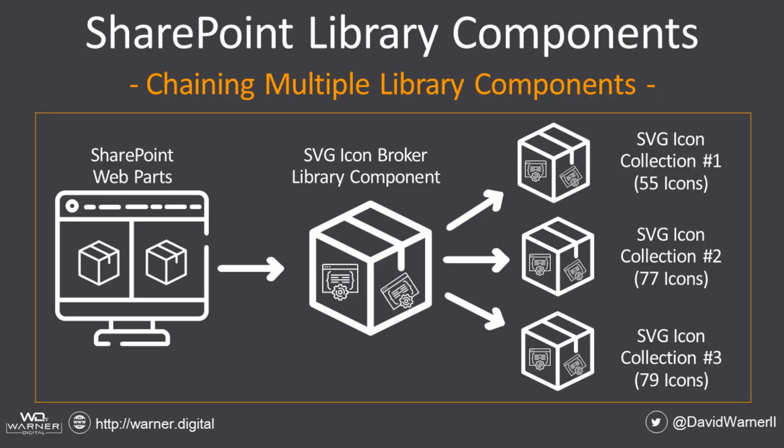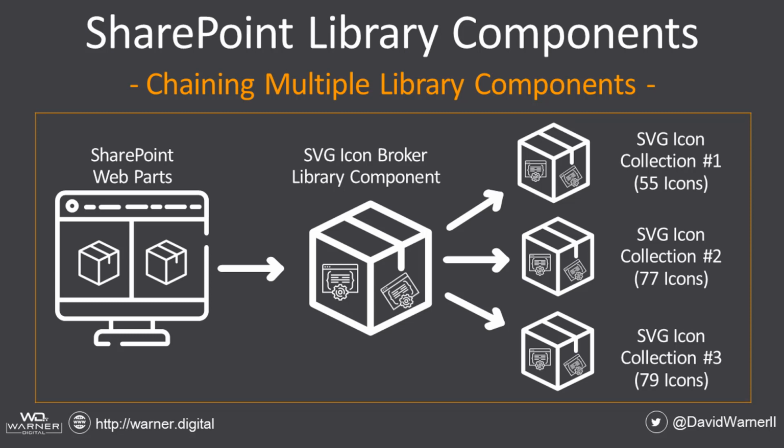Let's begin with just a quick review of what we covered in part 1 of this video series. The concept we have is a collection of icons spread across multiple library components. Ideally, though, we would not want to connect our web part to all 3 of these library components. So we want one library component that acts as the middleman, in this case, the SVG Icon Broker library component. We will be able to connect our web parts and extensions to this middleman Icon Broker library component, which will then have access to all the icons that live within the collection of icon library components.